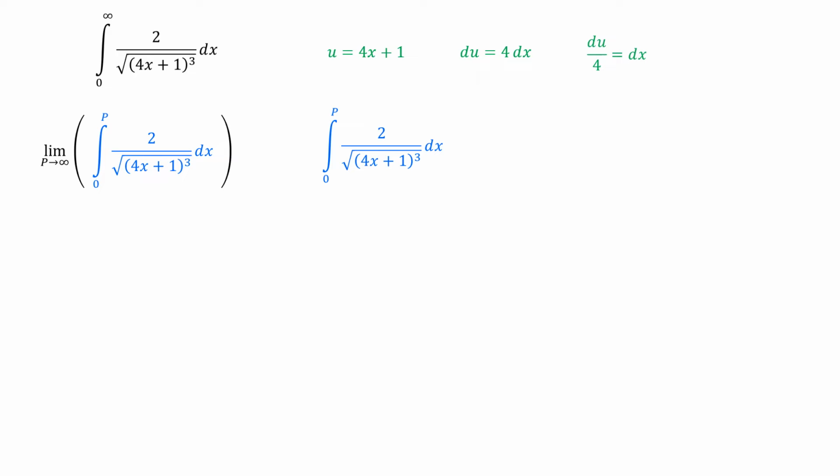First, I'll replace 4x plus 1 with u, and then I'll replace dx with du over 4. It's important to remember that the lower and upper limits of integration, the 0 and the p, are still x values. But we can set that idea aside for right now. Concentrating on the integral, I did a little algebra here, just simplified 2/4 to 1/2. And now I integrated this function.